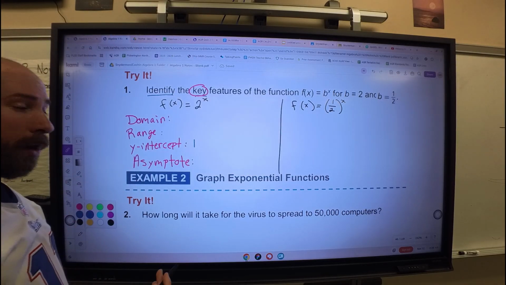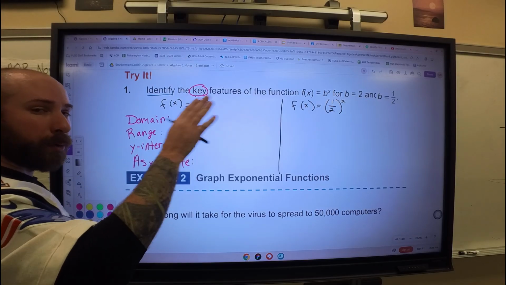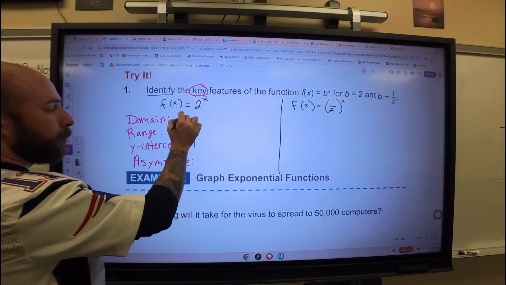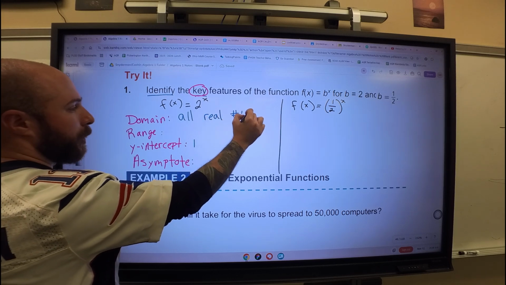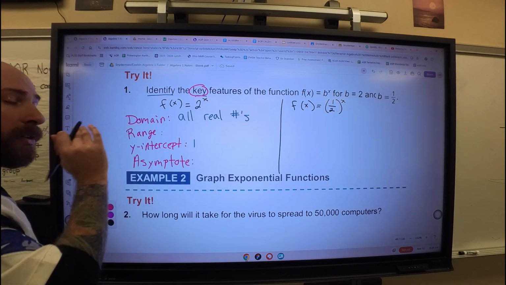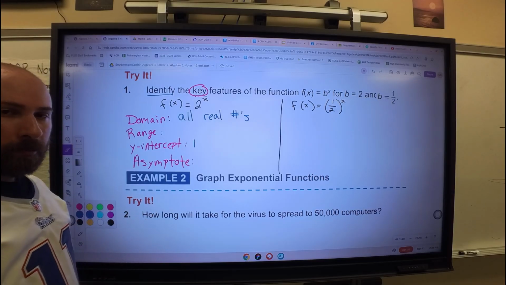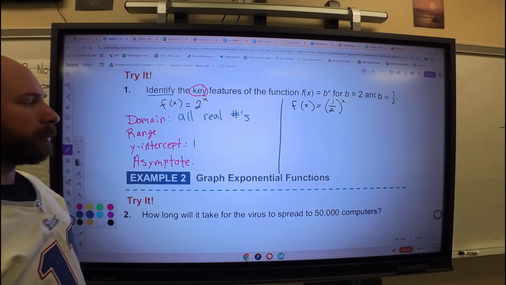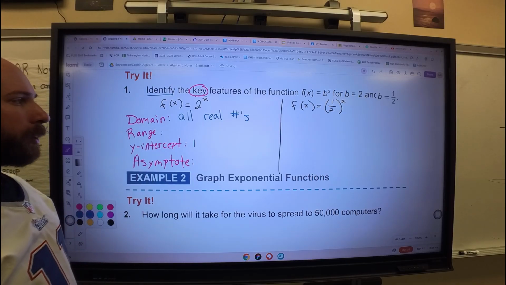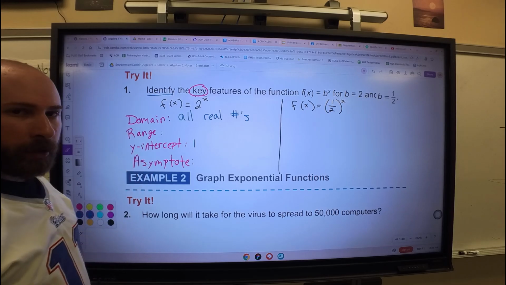And if we recall, we said that a function that is going continuously in both directions, left and right, the domain is going to be all real numbers. And this is going to be the case for every single exponential function. Every single exponential function that we do, our domain is going to be all real numbers. All right. Now, we want to look at our range and our asymptote.